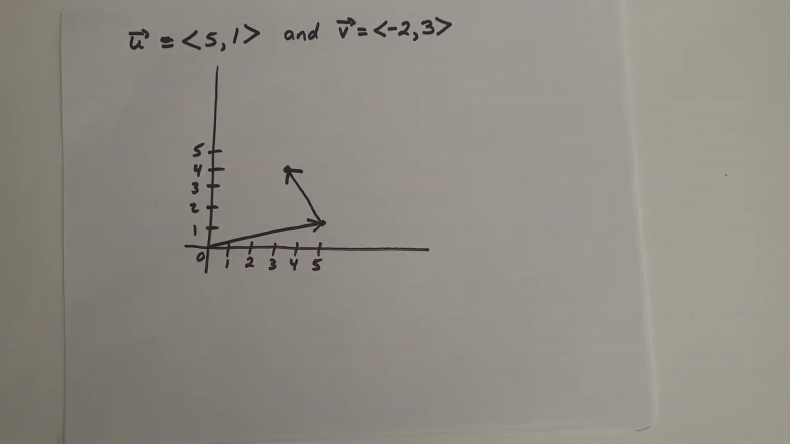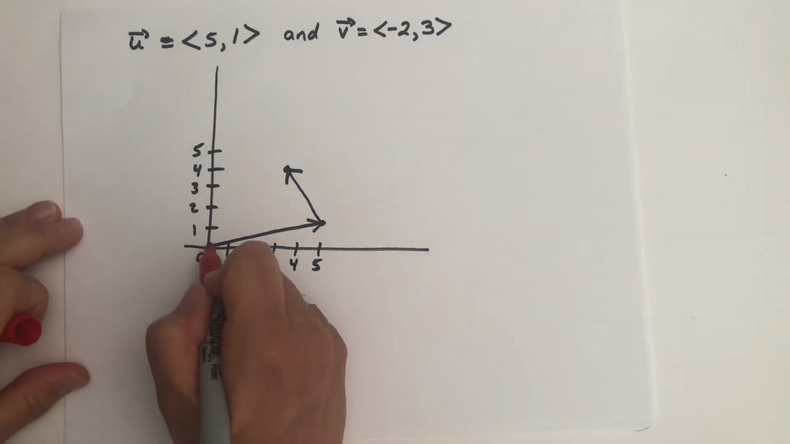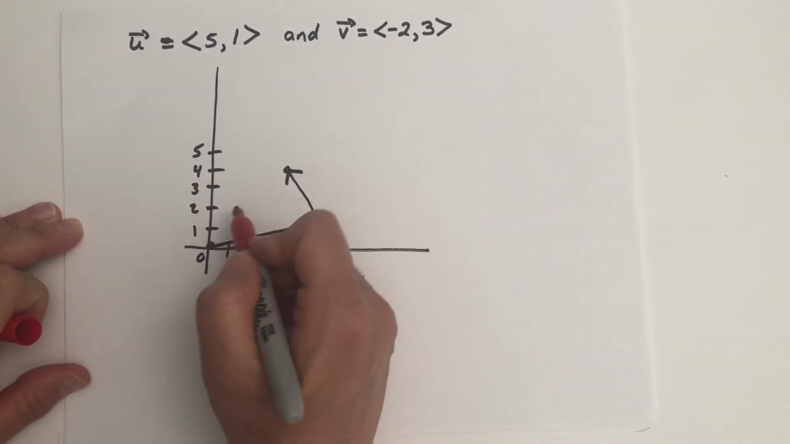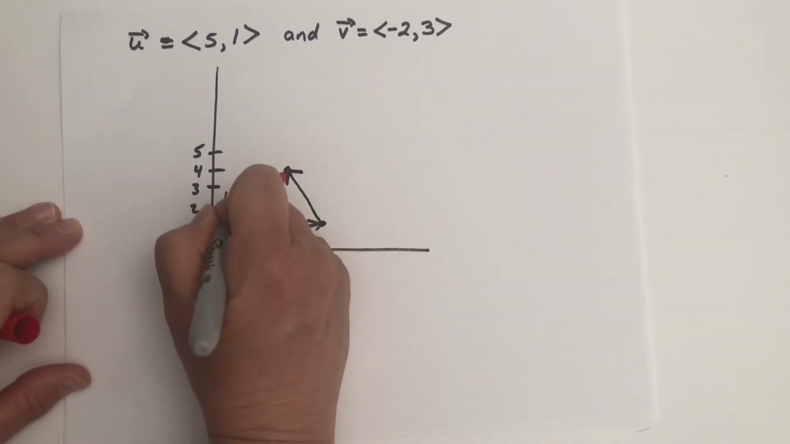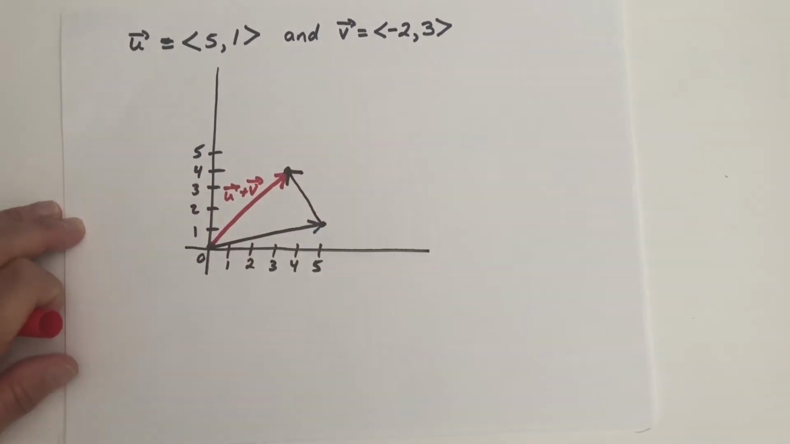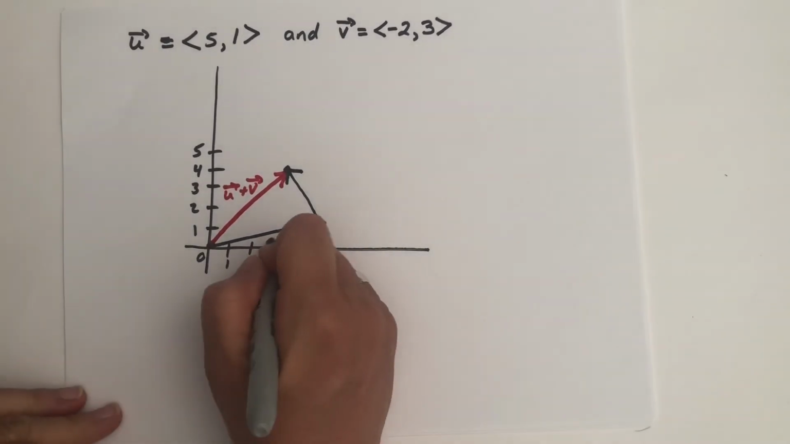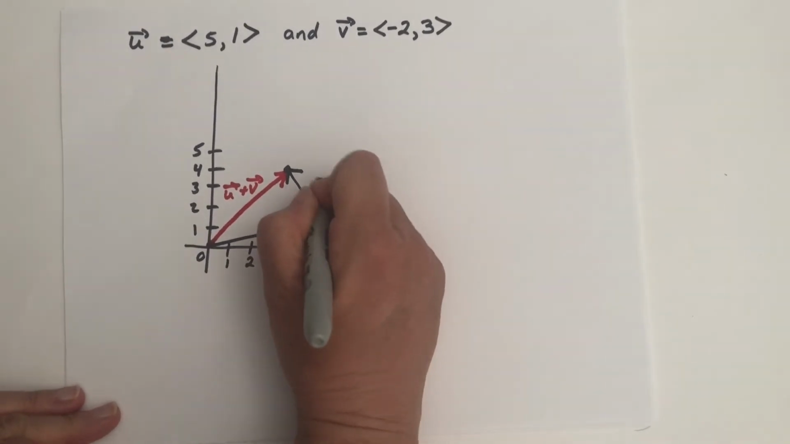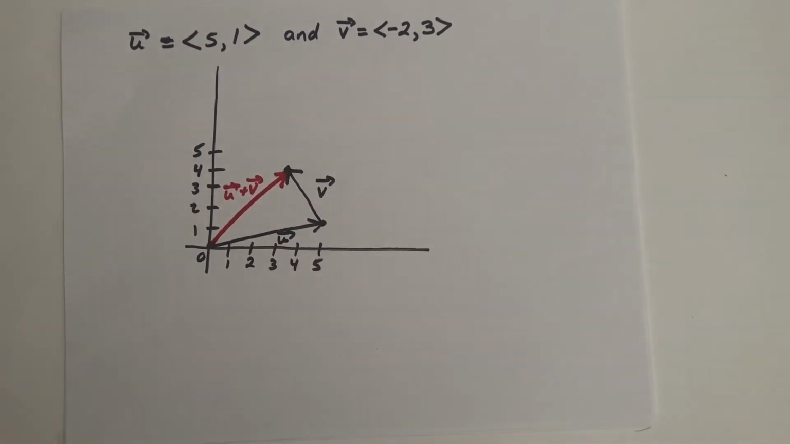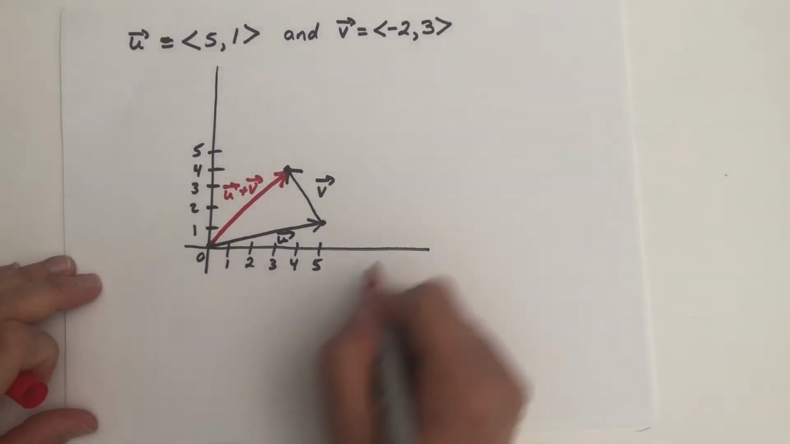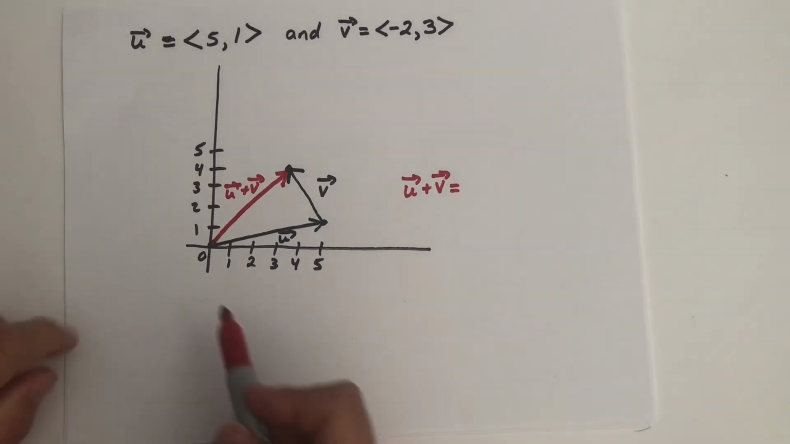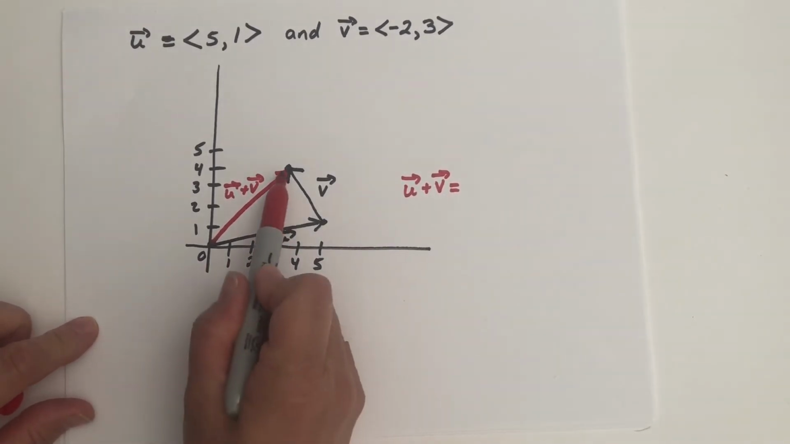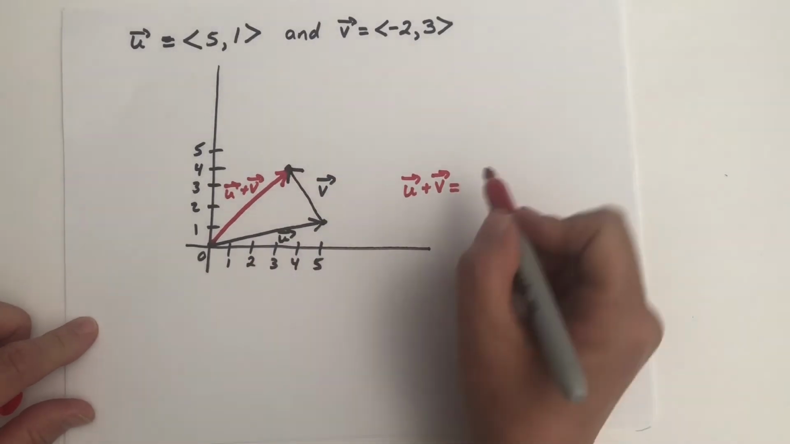So the sum of those two vectors, remember you start at the initial point of the first vector and you go to the terminal point of our last vector, and we have u plus v represented. Let me draw this. This is our u and this is our v. And our resultant vector is here. But now let's look at what that is. What is u plus v in component form? It looks like the terminal point is at the point 3, 4.